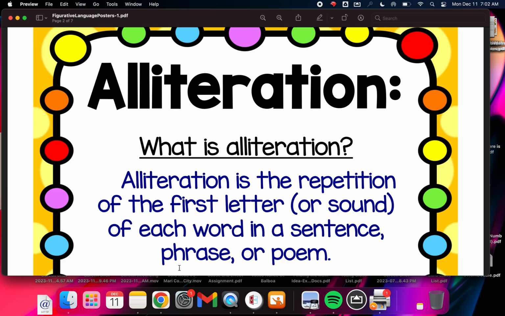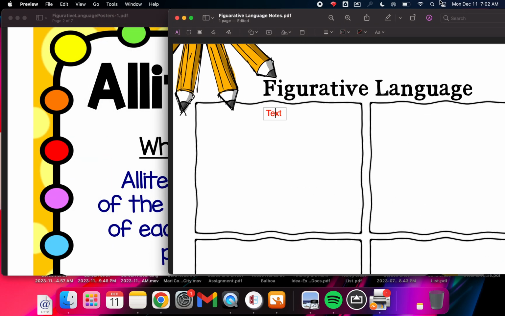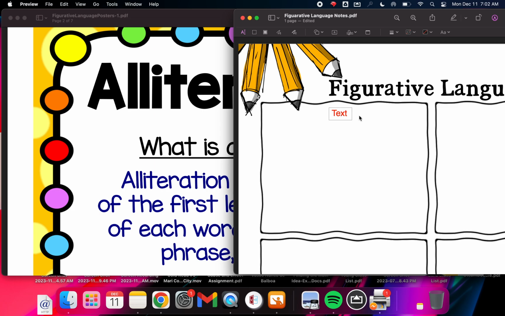Right now I'm going to show you what you would do with your notes. Let me pull this up. In the very first box over here, you would write in alliteration. I'm typing because I'm on my computer, but you can write it as large or as small as you want. You're going to write alliteration at the top, and that's what you're going to do for all of these boxes: write the type of figurative language at the top of each box.